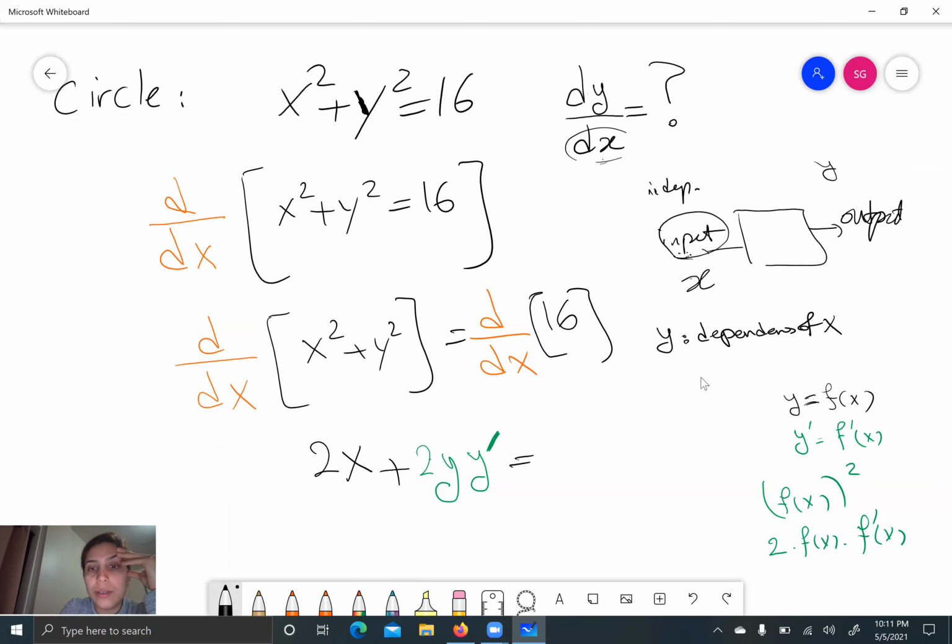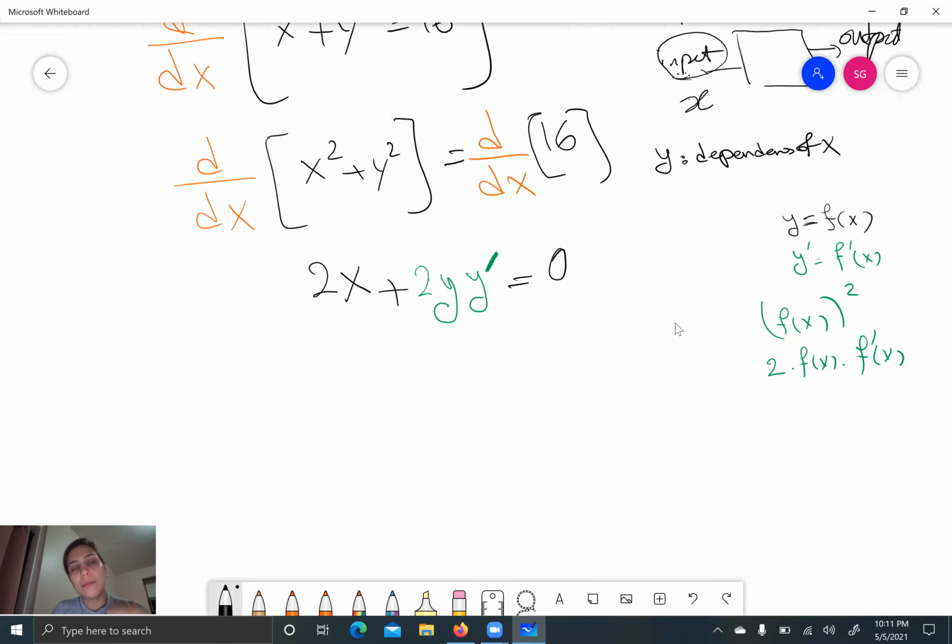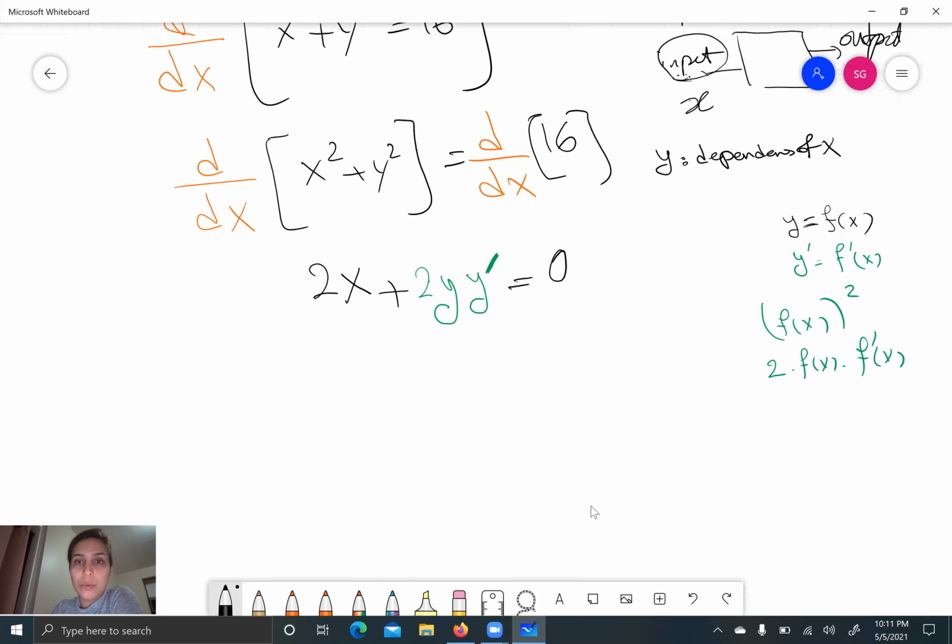And that equals the derivative of 16 with respect to x. This is constant with respect to x, so the derivative is 0. So as you can see, by differentiating the equation in this sense, we end up with an equation that contains y prime, the derivative of y. And that's what we are looking for. We are looking for the derivative.